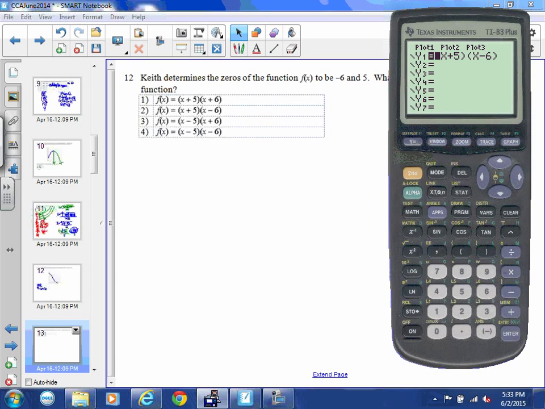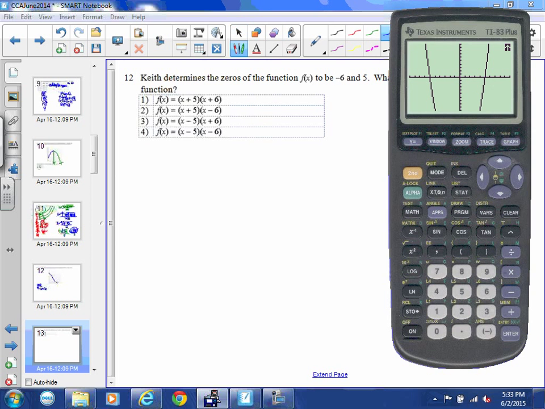x minus 5, x plus 6. I see negative 1, 2, 3, 4, 5, 6. That's negative 6. That's positive 1, 2, 3, 4, 5. I see negative 6. I see positive 5. I got my answer.